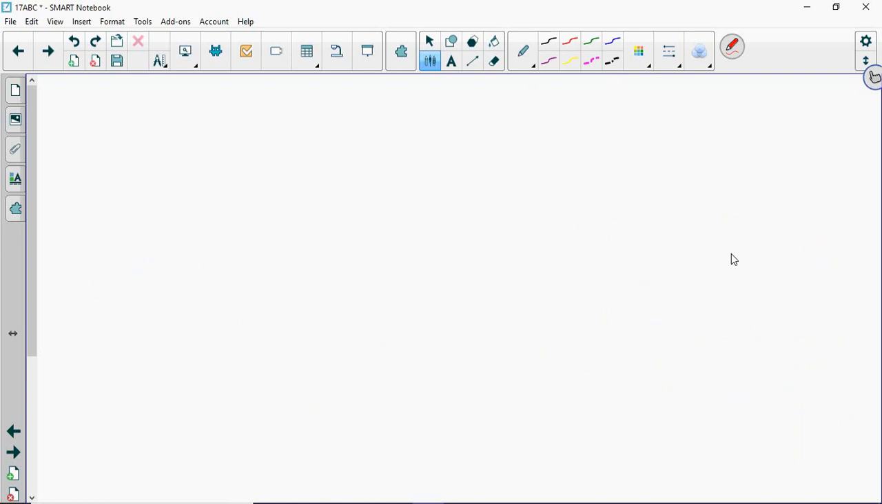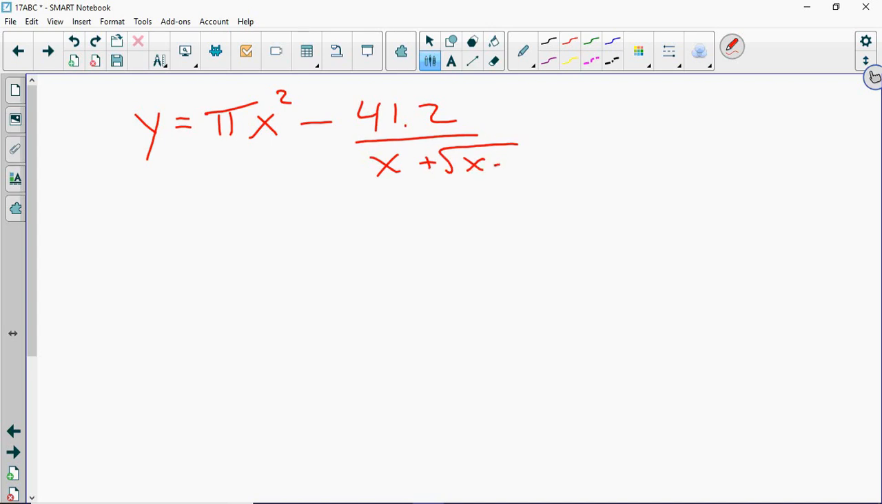The final thing I'll say on the topic of identifying when something's a function or not is that for the most part, any equation that we write down will be a function. There's one glaring exception to that, but let me just write down a few things. If I write down y equals and then just a whole bunch of stuff with x's, I could have like pi times x squared minus whatever 41.2 divided by x plus the square root of x minus x over, I don't know what I'm doing. Point is, this is definitely a function. It's going to be fine.